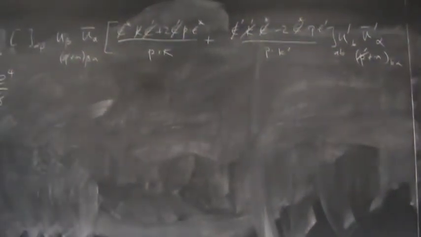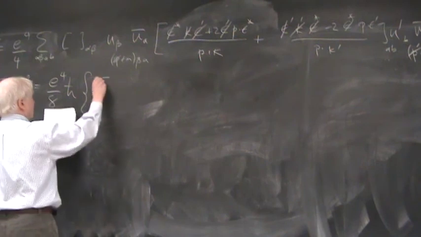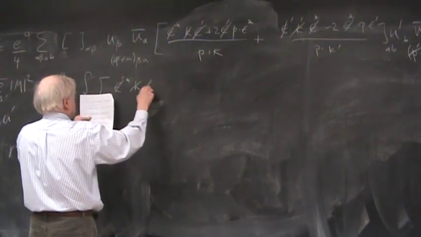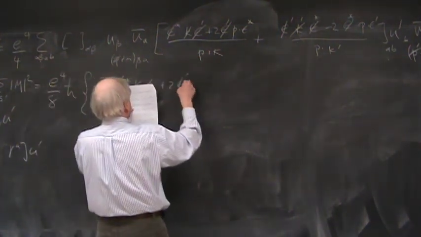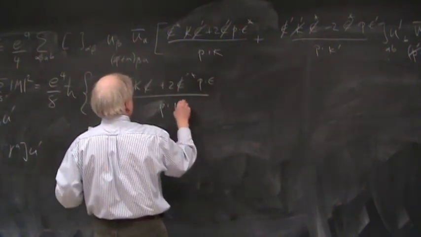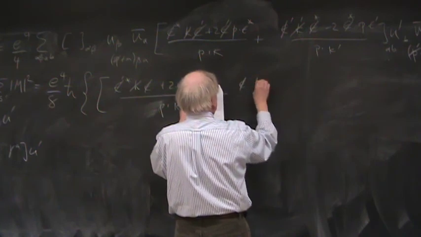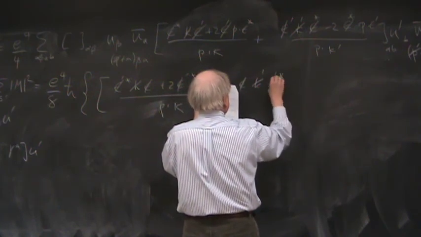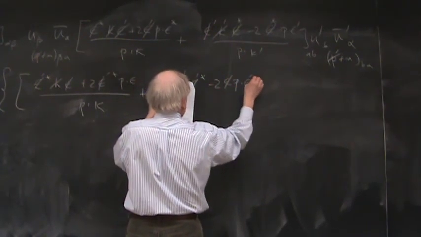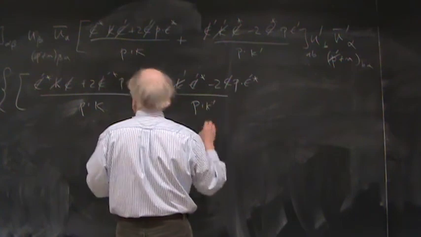Okay, so this is just a big trace. So this is the trace of epsilon prime star slash k slash epsilon slash plus 2 epsilon prime star slash p dot epsilon over p dot k. This is from this part. And then plus epsilon slash k prime slash epsilon prime star slash minus 2 epsilon slash p dot epsilon prime star over p dot k prime.